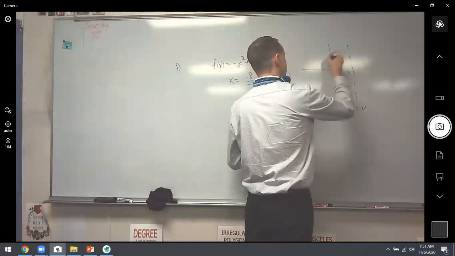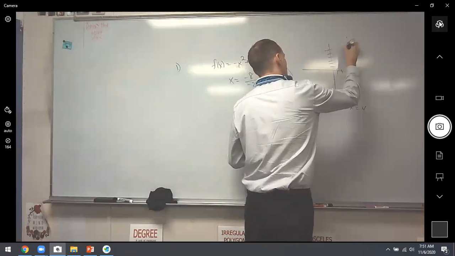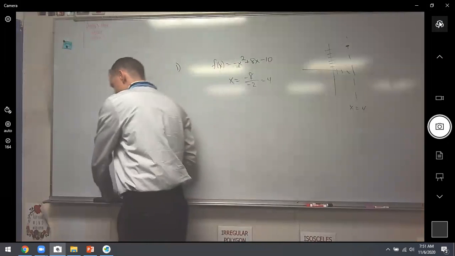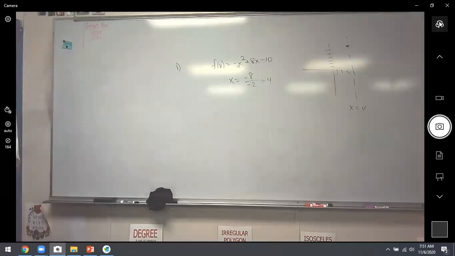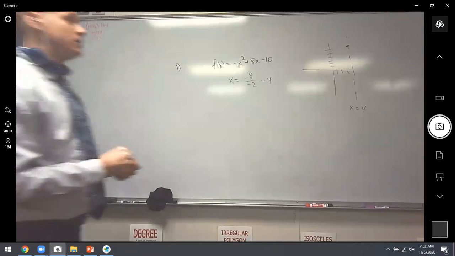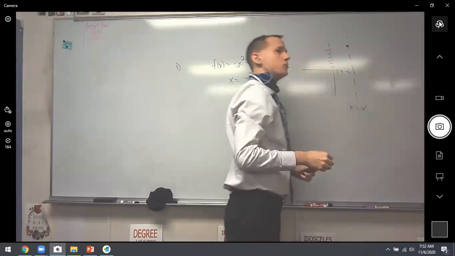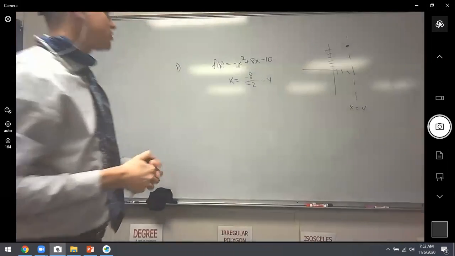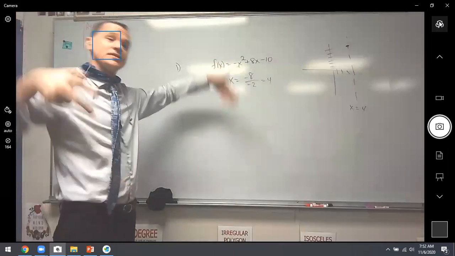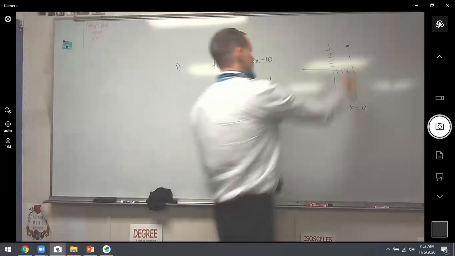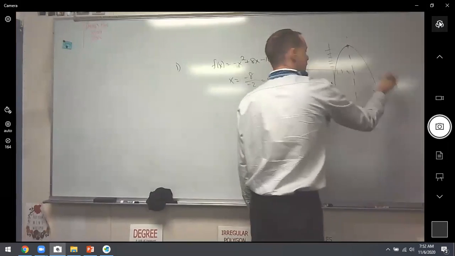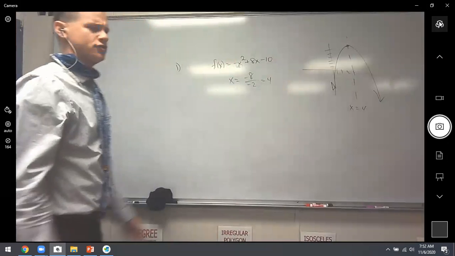So 1, 2, 3, 4, 5, 6. Right there will be my vertex. And after that, all I got to do is kind of draw if it's up or down. Now today, if you're doing this by hand, you'd want to draw very carefully because you're trying to see where it crosses the axis. So you want to draw a very close picture or use your calculator. But for us, roughly, it's got a negative in front, so it opens down. So it looks something like that right there. And that's a good rough sketch of this graph.